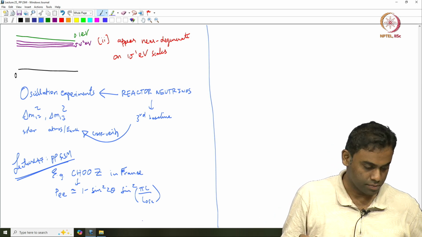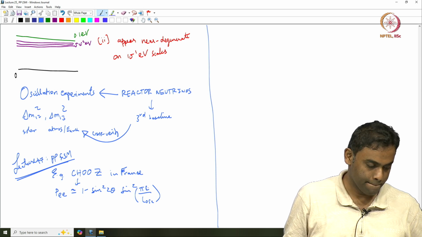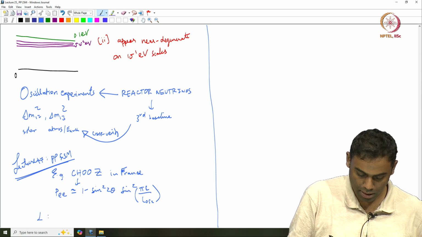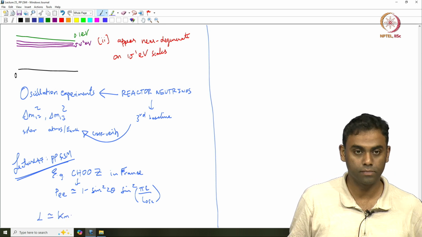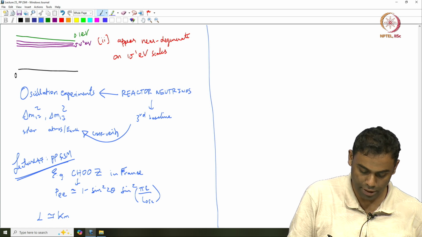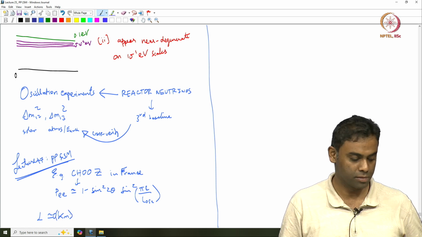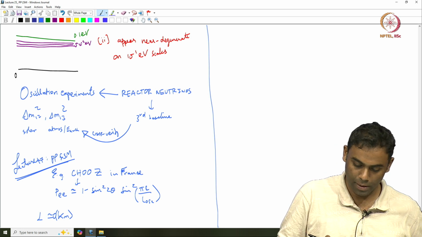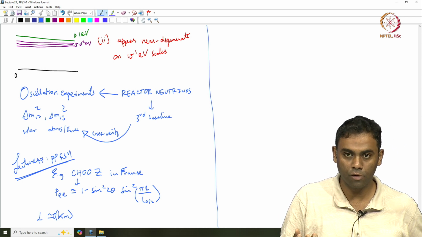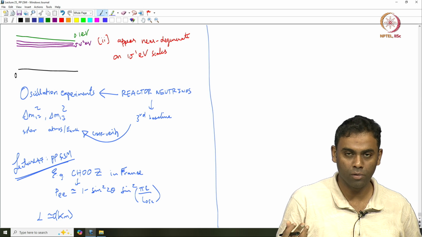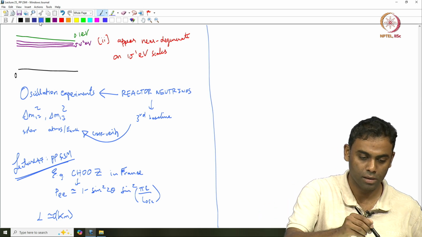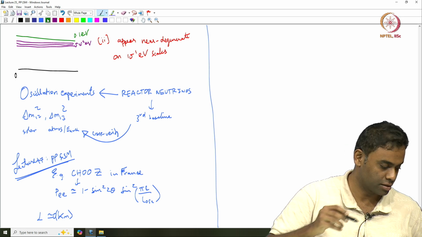So, in this case they picked the baseline as about a kilometer. Okay, it is actually of the order of a kilometer, the exact number does not matter, but the order of magnitude is a kilometer. And so what is P_ee? The probability of retrieving an electron neutrino after having produced an electron neutrino at the source, right, after propagation. That is the whole point of neutrino oscillations, correct.